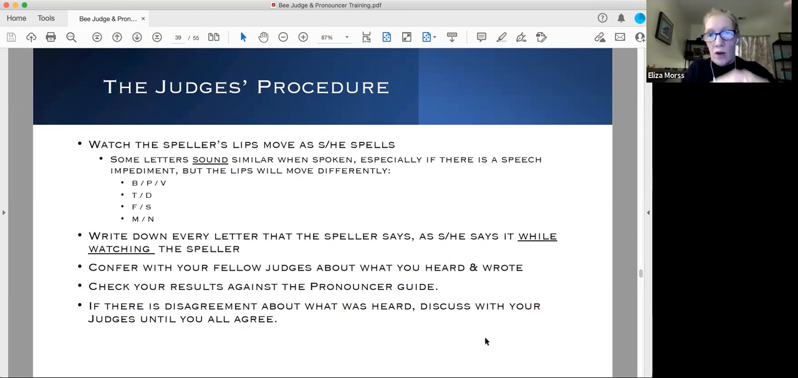Okay, so watch the speller's lips move. Write down every letter while you are watching the speller. Again, confer with your judges about what you heard and you wrote. Check your results against your copy of the pronouncer guide. And if there's a disagreement about what was heard, discuss with the judges until you all agree.